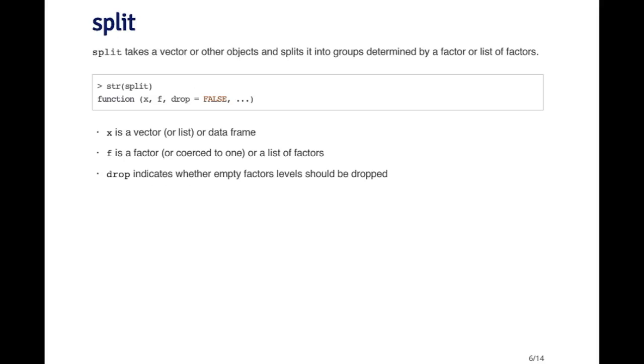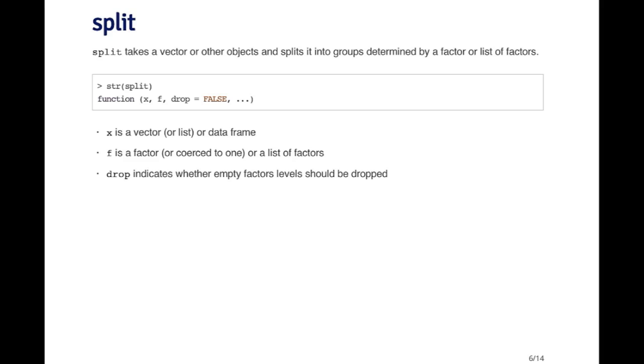tapply is useful because it splits up a vector into little pieces, and it applies a summary statistic or function to those little pieces, and then after it applies that function, it brings the pieces back together again. So split is not a loop function, but it's a very handy function that can be used in conjunction with functions like lapply or sapply. And so I just wanted to mention it here.